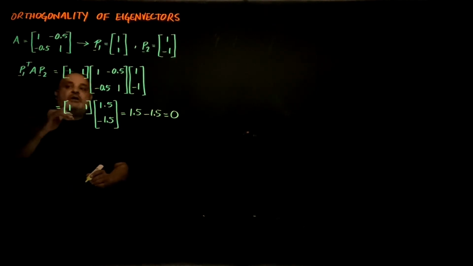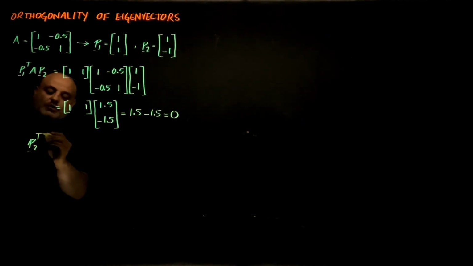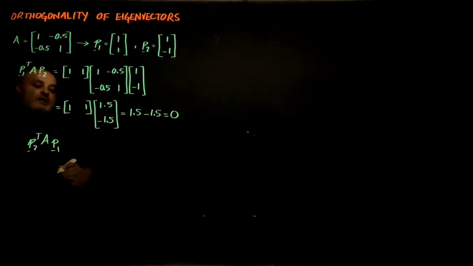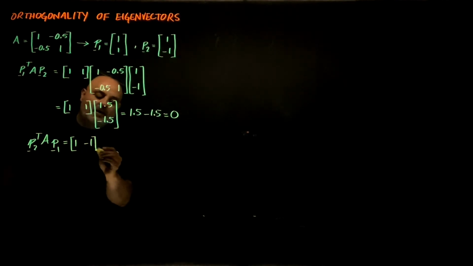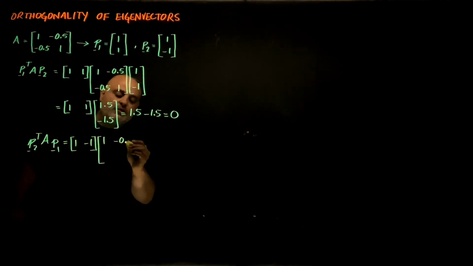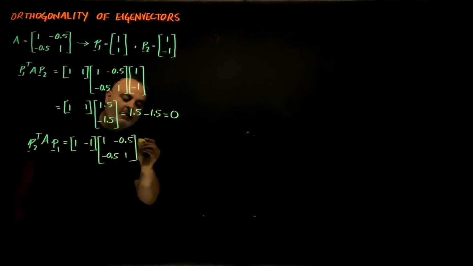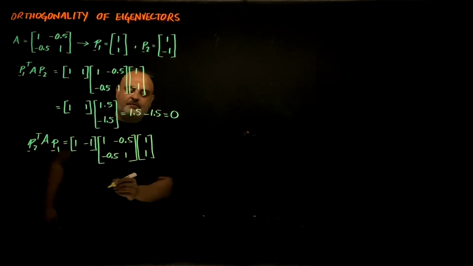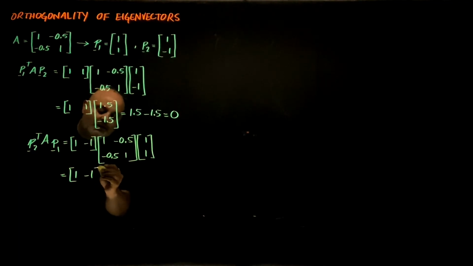Let's try it the other way around. Let's try P2, now transpose times A times P1. P2 transpose is 1, negative 1. A matrix is 1, negative 0.5, negative 0.5 and 1. 1 and 1, that's P1, equals 1, negative 1.